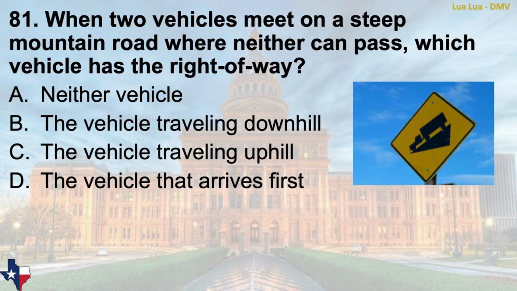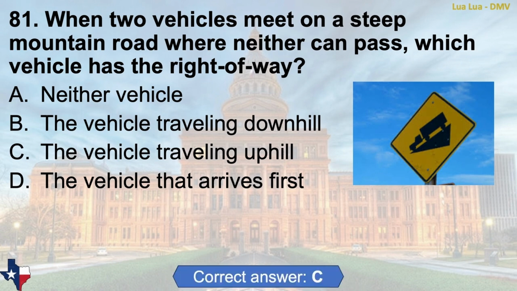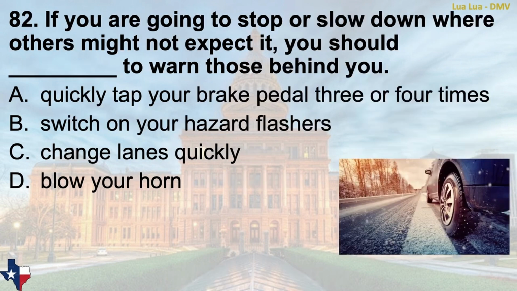Question 81. When two vehicles meet on a steep mountain road where neither can pass, which vehicle has the right of way? A. Neither vehicle. B. The vehicle traveling downhill. C. The vehicle traveling uphill. D. The vehicle that arrives first. The correct answer is C. The vehicle traveling uphill.